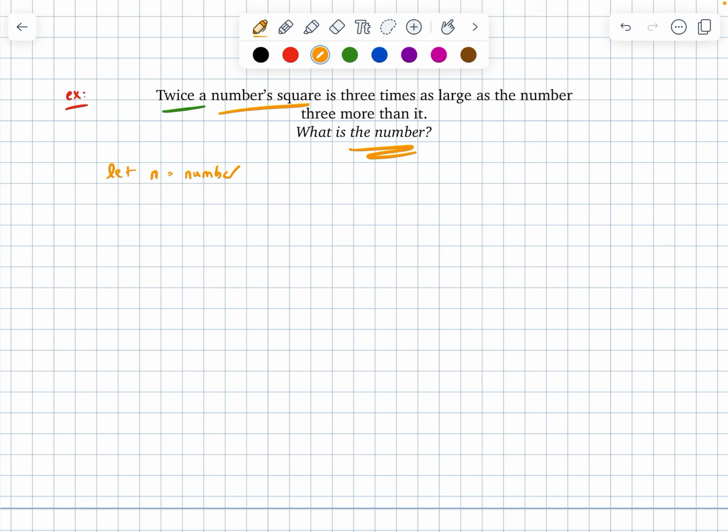I have twice the square of my number. Well, my number is n. Its square is n squared. And then twice that would be 2 times n squared. So 2n squared is on the left.